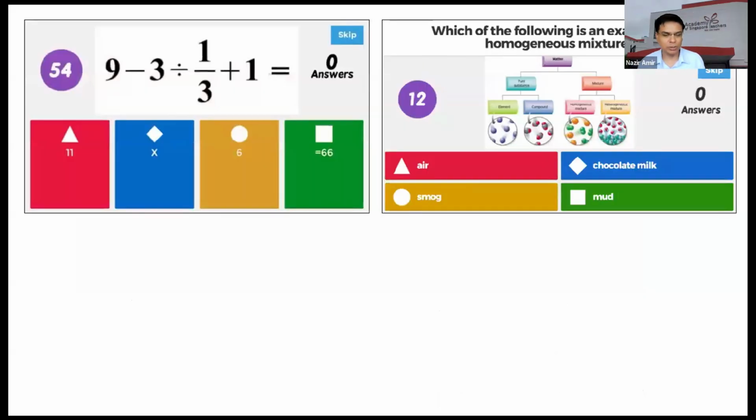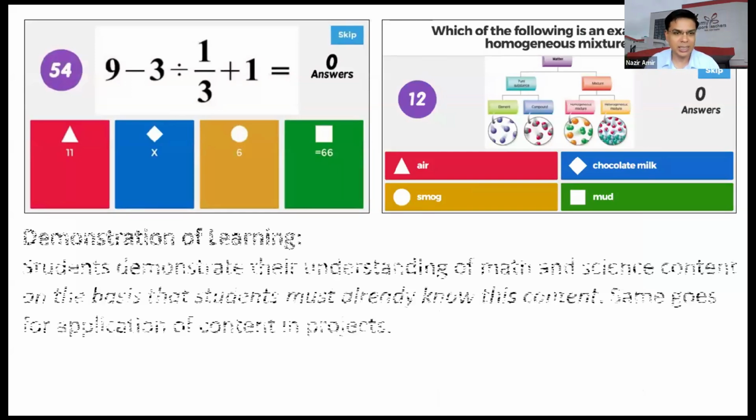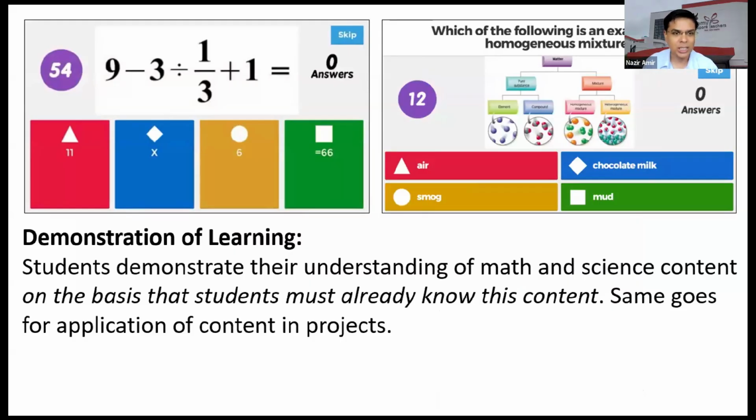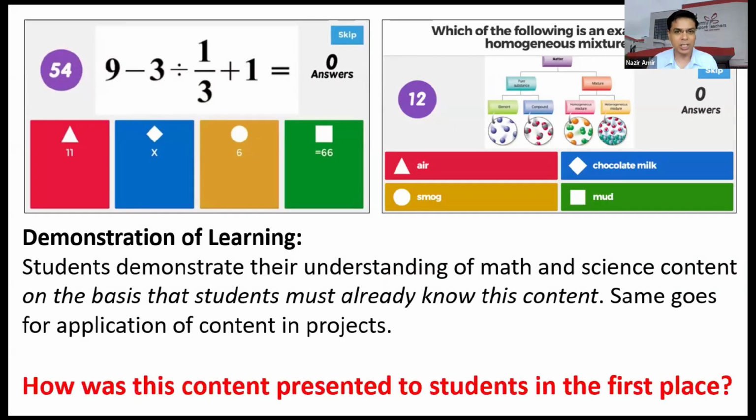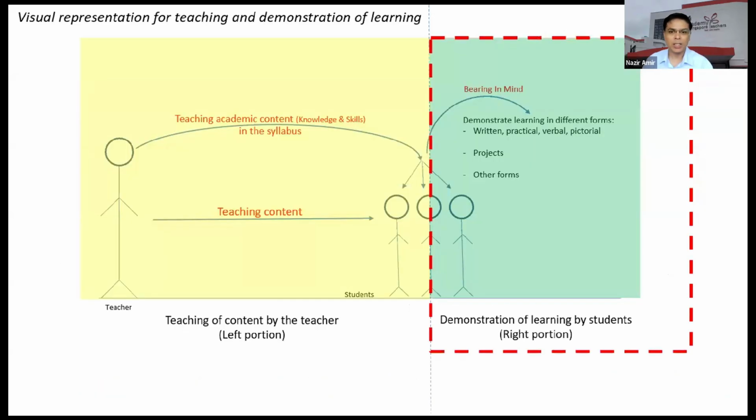Let me share with you an example of a Kahoot. Teachers came up with a Kahoot quiz, and this is on the basis that students already know how to answer math and science. So they demonstrate their understanding of math and science. This is good. And also for the application of content in projects where they demonstrate their creativity in STEAM or STEM, this is good. But we go back to the basics. How did the teacher present maths or present science to the students in the very first place?